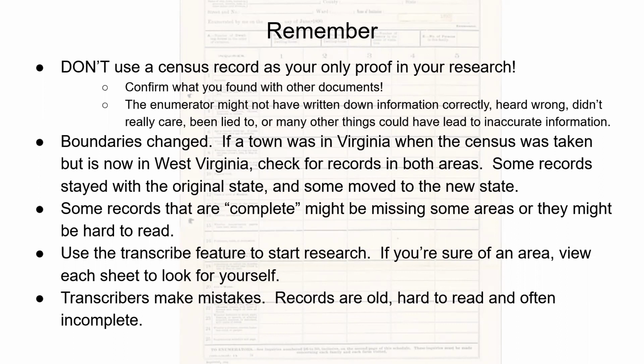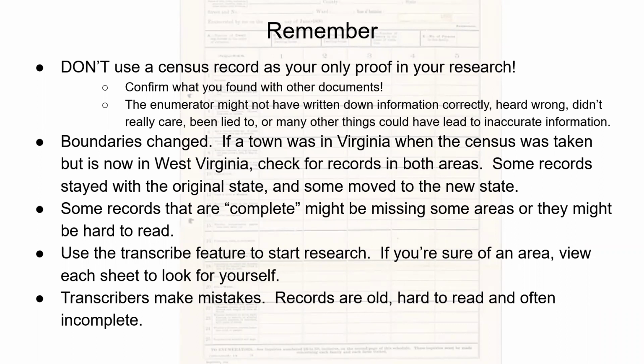And remember, things happen. Courthouses burn down, archives burn down. Just make sure you check as many places as you can to see if you can have luck and find your missing information. Some of the records that are listed as complete, like the 1900s federal census, should be complete, but there are things that happen.